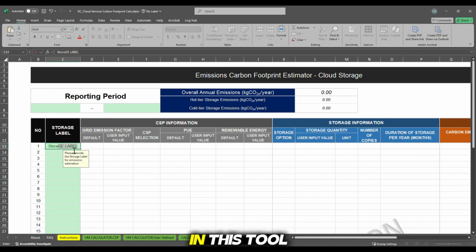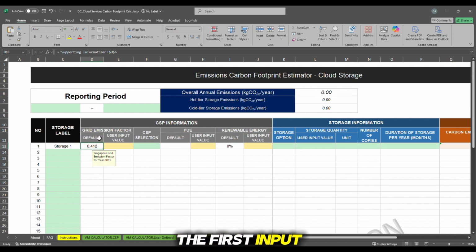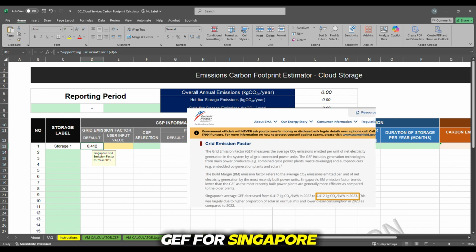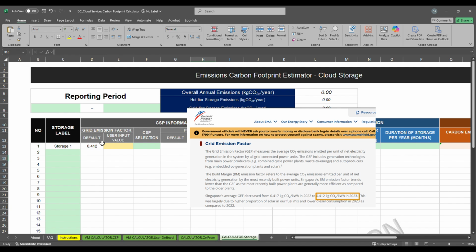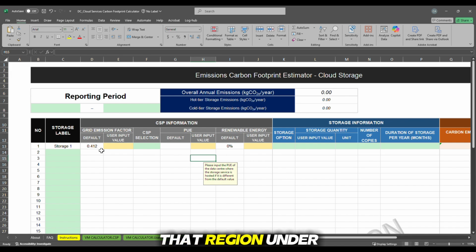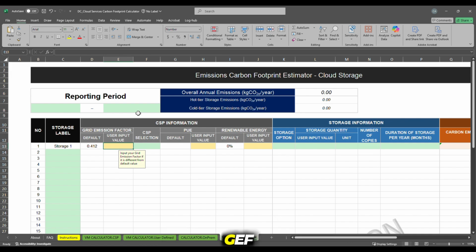The database used in this tool is based on several major CSPs. The first input required is the GEF. GEF's default value comes from the latest EMA published GEF for Singapore. This is under the assumption that most of the services used will be coming from the Singapore region. However, in cases where instances are from outside Singapore, the user can input the GEF of that region under the user input value, and it will overwrite the default GEF value.